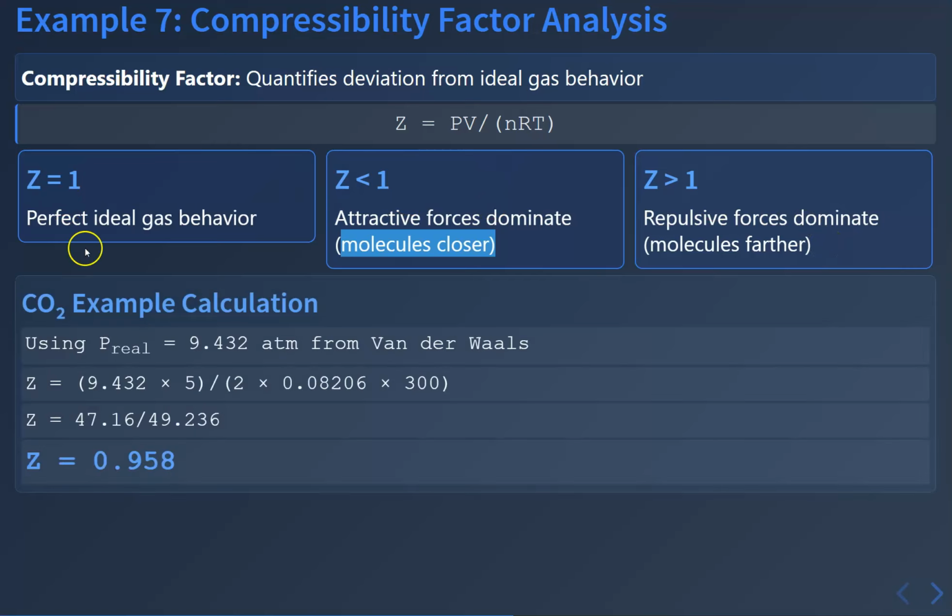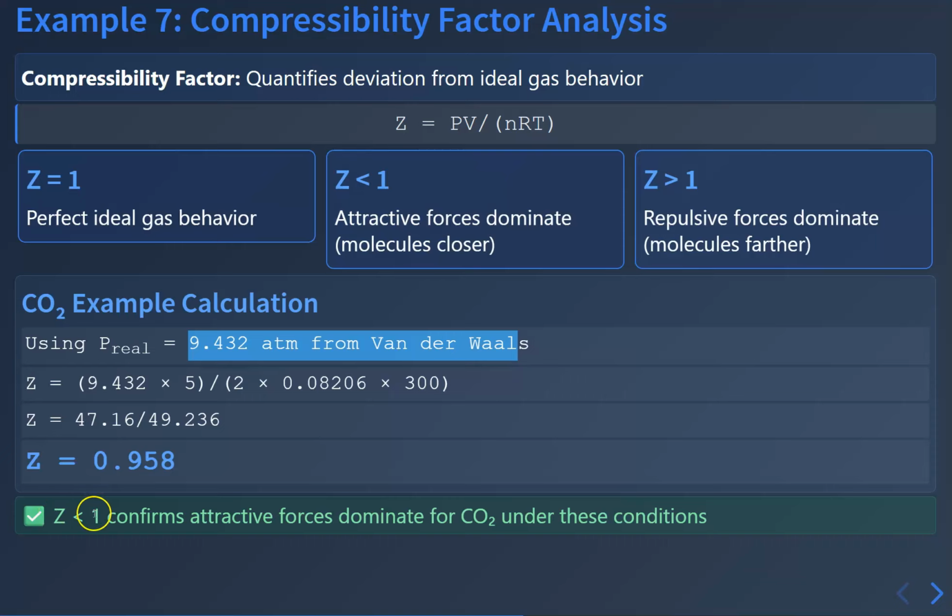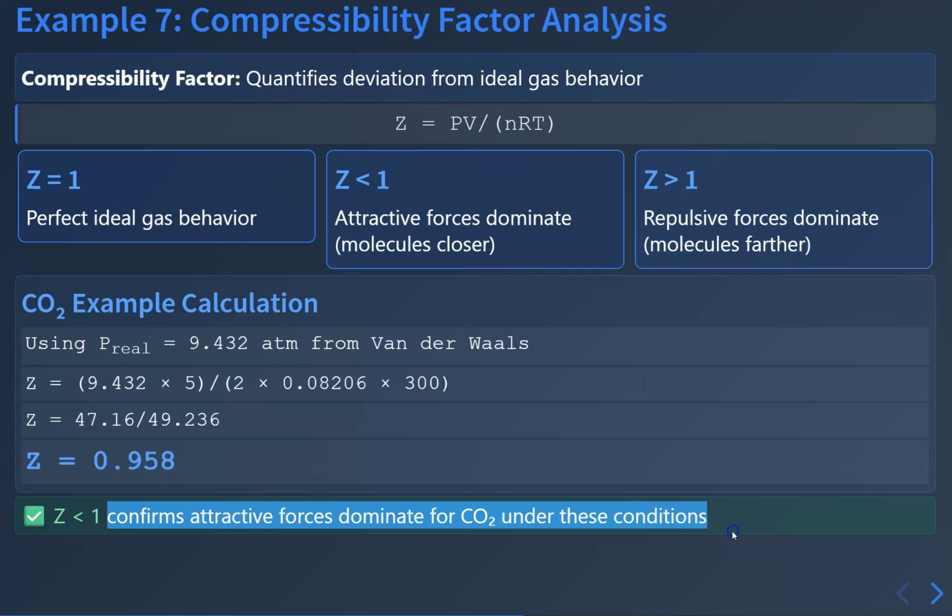Now for the carbon dioxide example calculation, we know that P real is 9.432 atm. Then I plug in PV equal to nRT: P is 9.432, V is 5 liter, n is 2, and R is 0.08206, T is 300. After doing the calculation we get Z is equal to 0.958. So Z less than 1 confirms attractive forces dominate for carbon dioxide under this condition. That way we can easily calculate the compressibility factor.